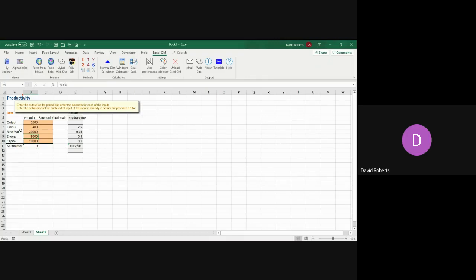So what you have is the factor on the right under results. Every hour of labor will produce 2.5 tires. Every pound of raw materials will produce 0.05 of a tire. Every dollar spent on energy will produce 0.2 of a tire, and every dollar on capital will produce 0.1 of a tire.